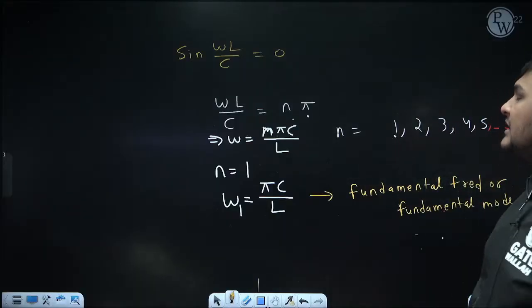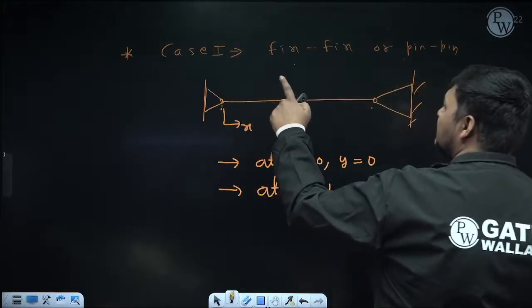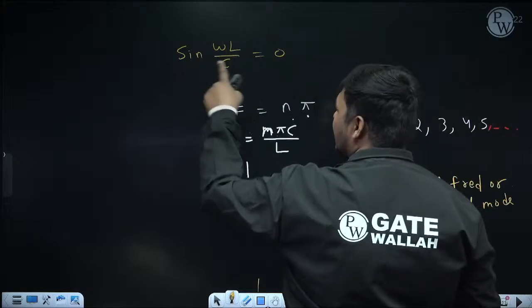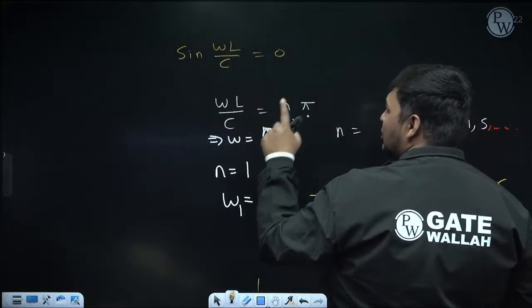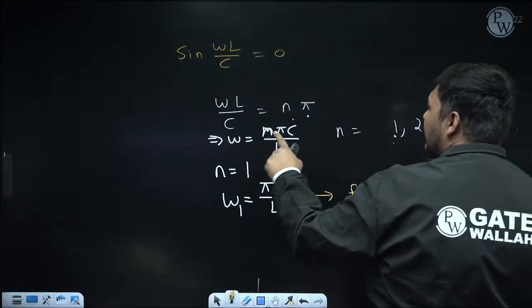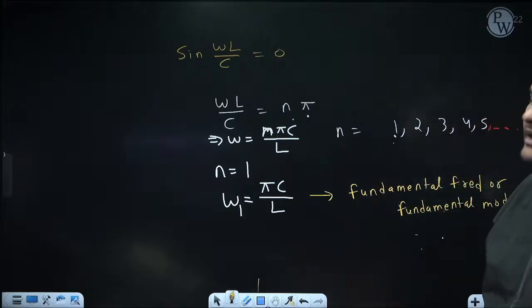So the summary is: in transverse vibration of a string, for fixed connection, just remember the frequency equation to calculate natural frequency. After this, you can easily write. Here, zero frequency is not possible, that's why we start with 1. By putting n equal to 1, whatever frequency comes is known as the fundamental frequency. But it is for fixed connection.